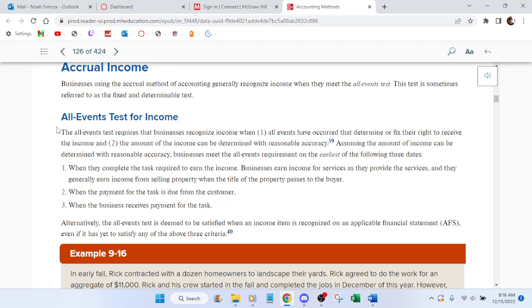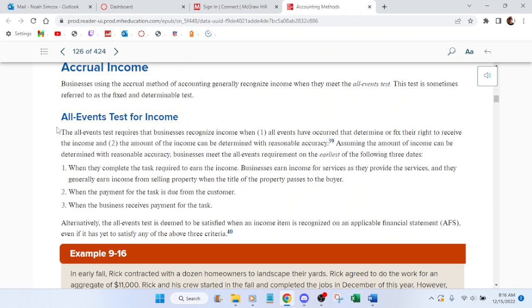1. When they complete the task required to earn the income. Businesses earn income for services as they provide the services, and they generally earn income from selling property when the title of the property passes to the buyer. 2. When the payment for the task is due from the customer. So even if the customer prepays for the service, you still recognize that income, even though you have not completed the service, because it's the earliest of the 3 dates.